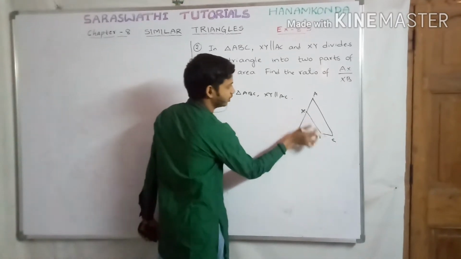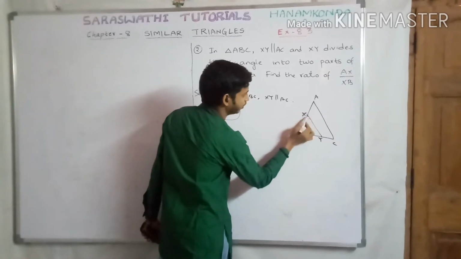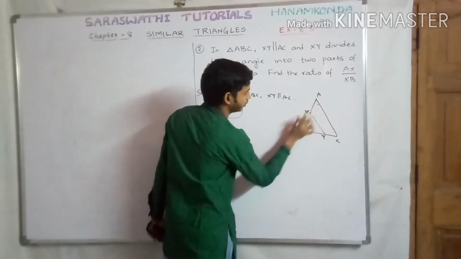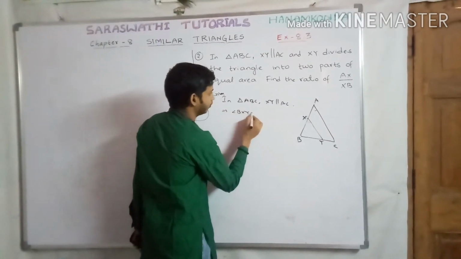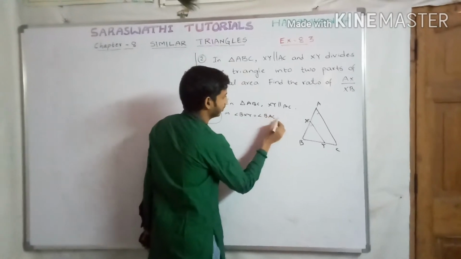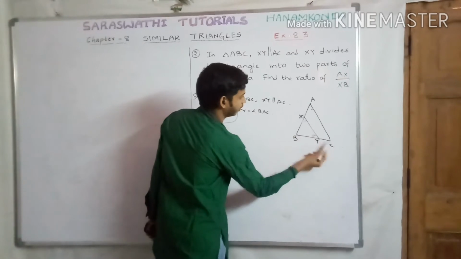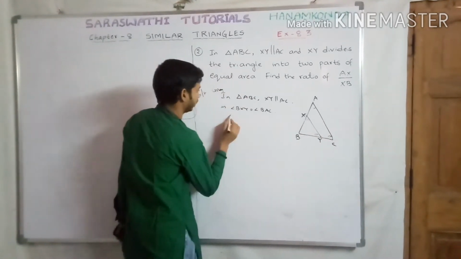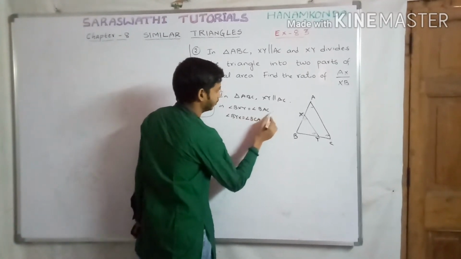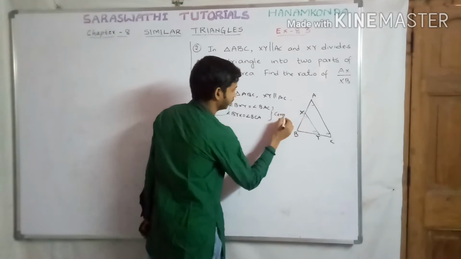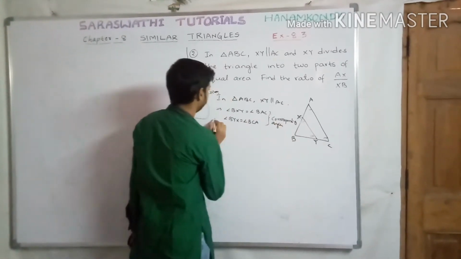Since XY is parallel to AC, angle BXY equals angle BAC, since they are corresponding angles. And angle BYX equals angle BCA. So these are also corresponding angles. These two are corresponding angles.